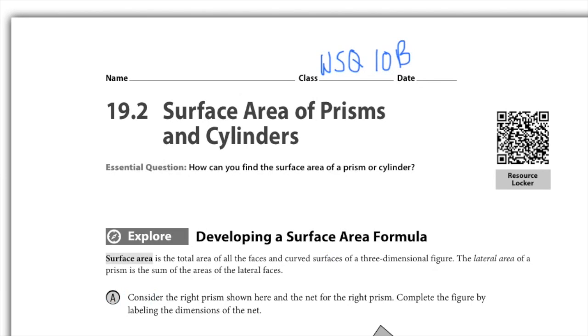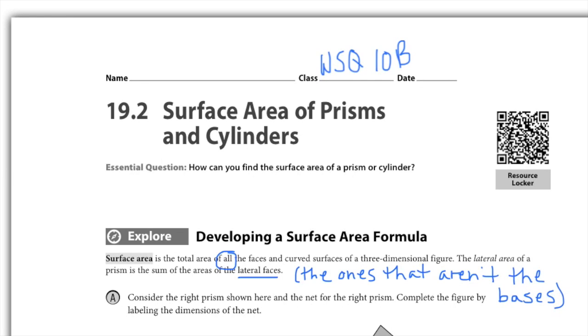So just a reminder, you guys, about surface area. It's the total area of all of the faces and all of the curved surfaces of a three-dimensional figure. The lateral area that we're going to be talking about is basically the area of all the faces, the ones that are not the bases. So that's what lateral area is going to be referring to when you see that term.